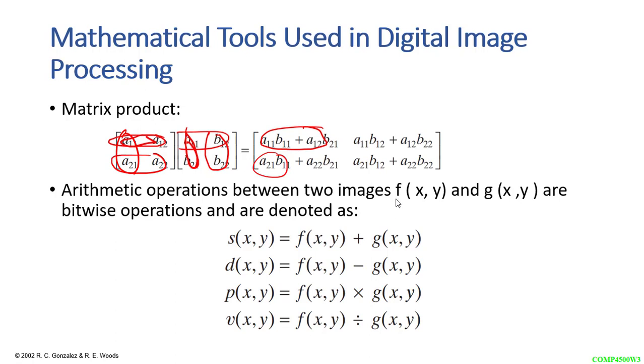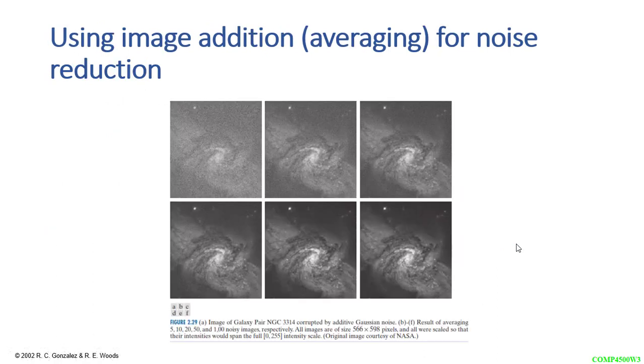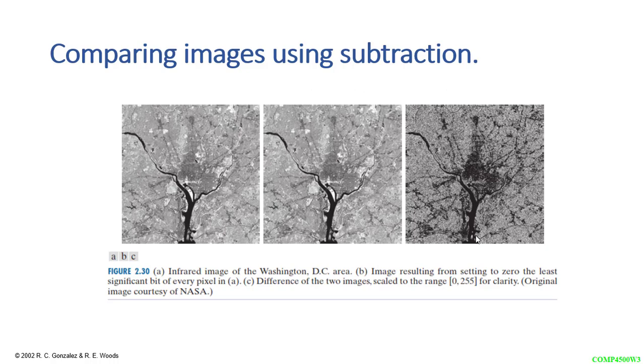Arithmetic operations between two images, f(x,y) and g(x,y), are bitwise operations only. So we can do addition, subtraction, multiplication, and division bitwise. Okay, it's all bitwise. So these are some examples where we do averaging for an image, and you can see this is the original image and how we can generate a final image just using simple operations in image processing. You can see here we have also done some image subtraction. We subtracted these two images from each other to get a better result.